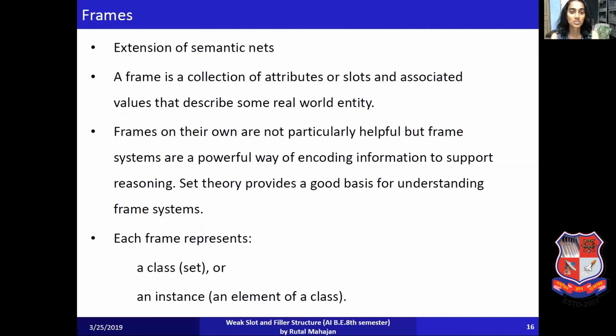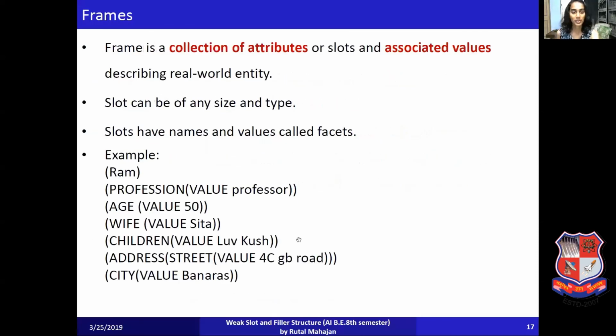Frames. A frame is an extension of the semantic net. A frame is a collection of attributes or slots and associated values that describe some real world entity. Frames on their own are not particularly helpful, but frame systems are a powerful way of encoding information to support reasoning. Set theory provides a good basis for understanding the frame system. It is the same as a class and its instances, meaning we have a set and elements of that particular set. Let's understand it by example.